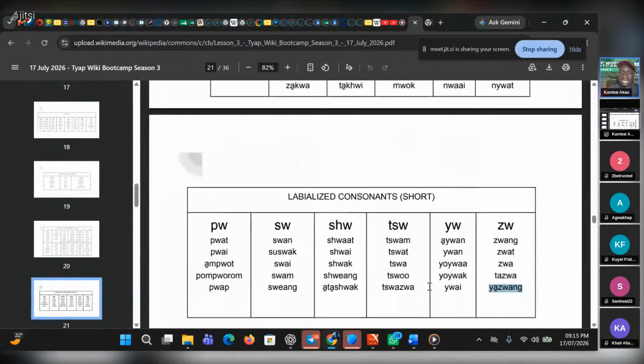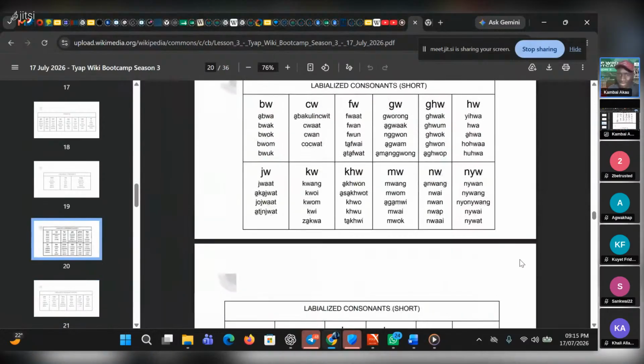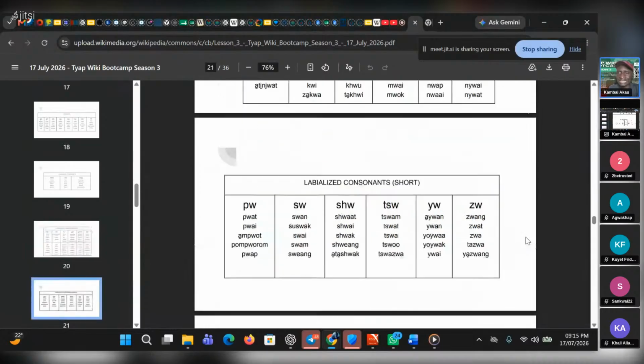And mind you, not all the consonant sounds have labialized versions of them. We don't have a labialized D sound, no. We don't have a labialized J. We only have JHYW. Okay, so just take note of which consonant sounds can have a labialized version.